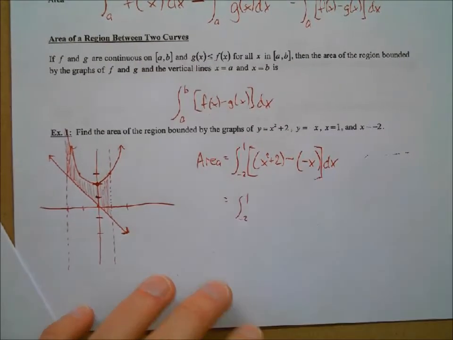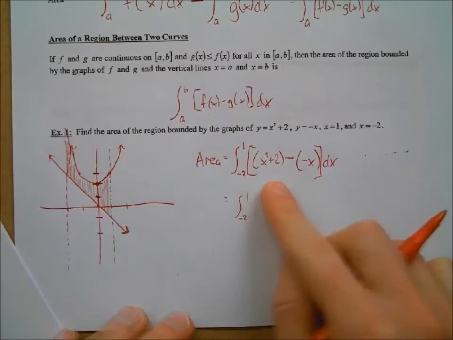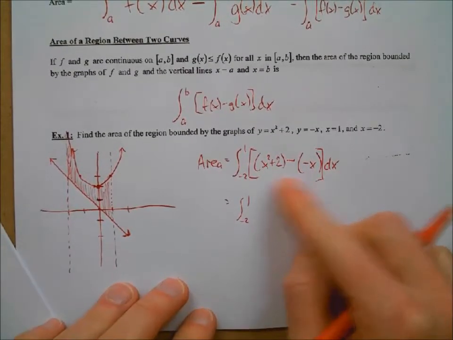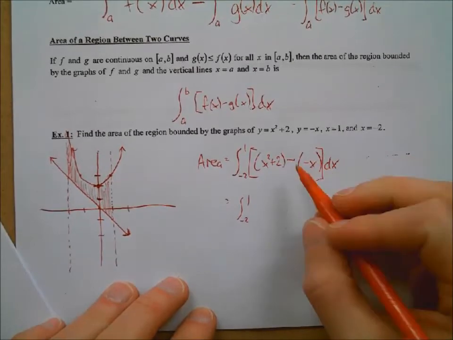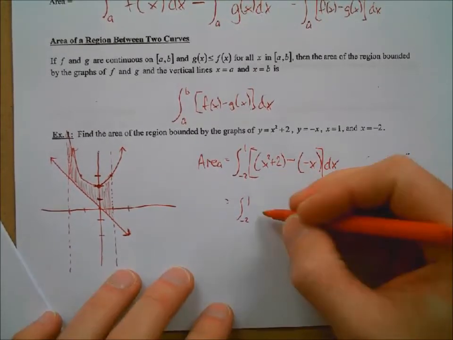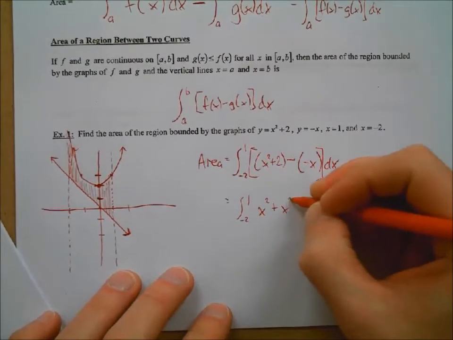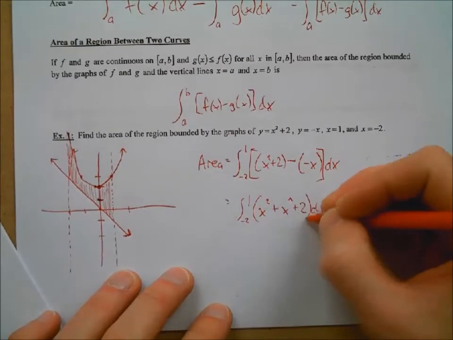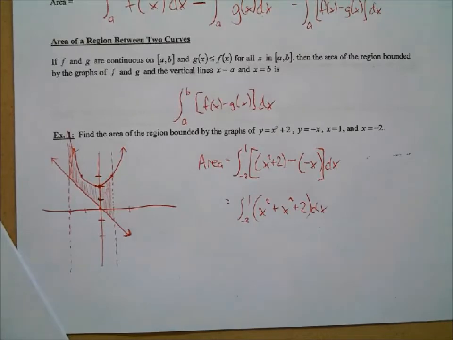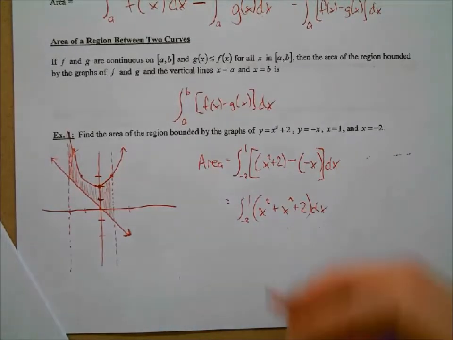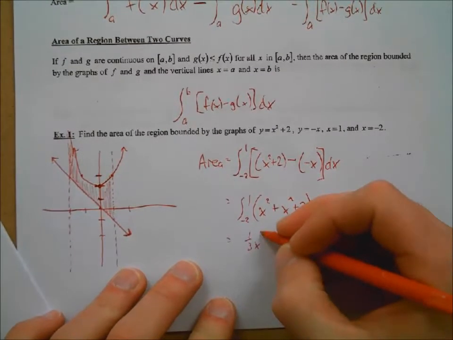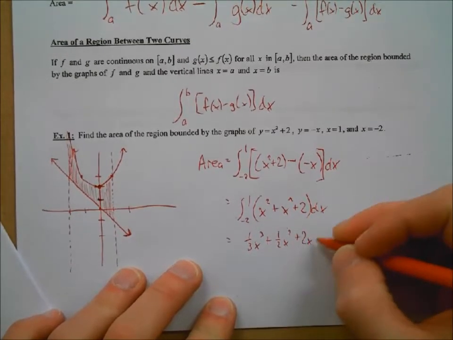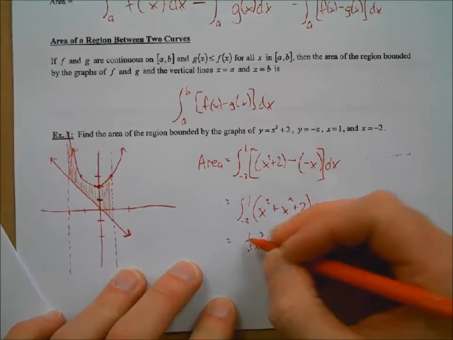So of course, now we have to integrate this thing, right? Okay, and let's do this one without a calculator, which is not that bad. Let's see. A minus and negative x becomes plus positive x. So I'll go ahead and rewrite this as x squared plus x plus 2, with respect to x. And so we integrate that, we get 1/3 x cubed plus 1/2 x squared plus 2x, and we're going to evaluate that from negative 2 to 1.